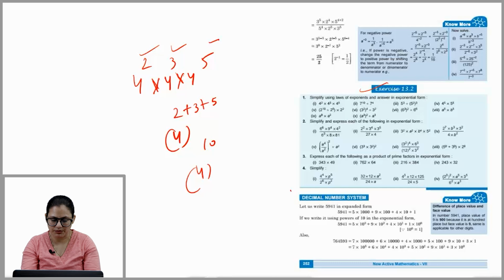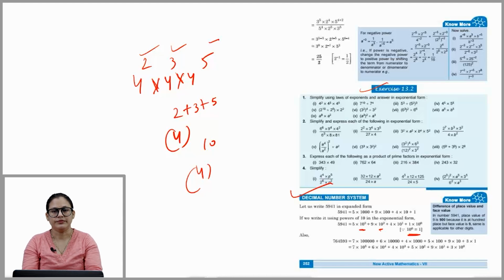Next, decimal number system. Let us write 5,941 in expanded form: 5 into 1000 plus 9 into 100 plus 4 into 10 plus 1. If we write it using powers of 10 in the exponential form, then we write 5 into 10 raised to the power 3 plus 9 into 10 raised to the power 2 and 4 into 10 raised to the power 1 and 1 into 10 raised to the power 0. Because if a power is 0, the value will remain 1.